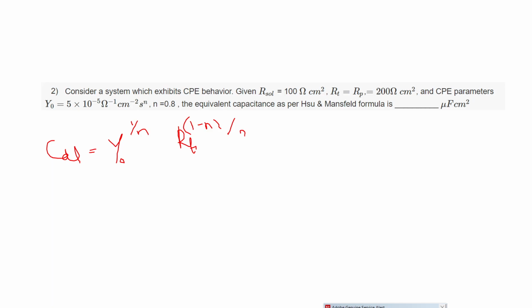Is 8.89 into 10 to the power minus 6 microfarad. Sorry, I did not hear. Your voice is breaking. 8.89 into 10 to the power minus 6 microfarad centimeter square. What are others getting? 15.811 microfarad centimeter square.